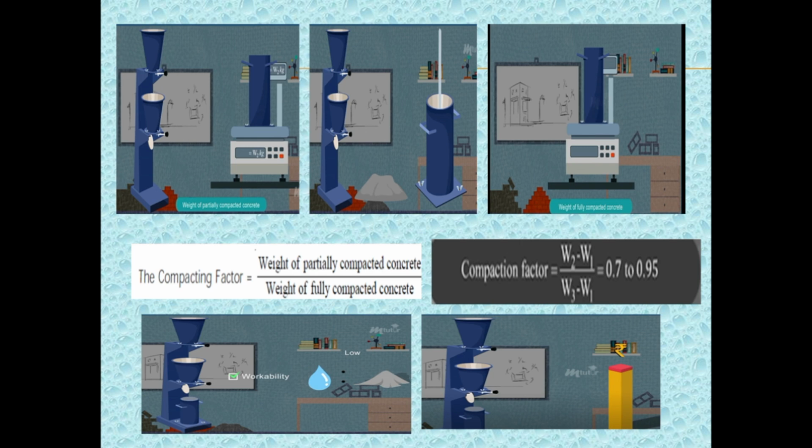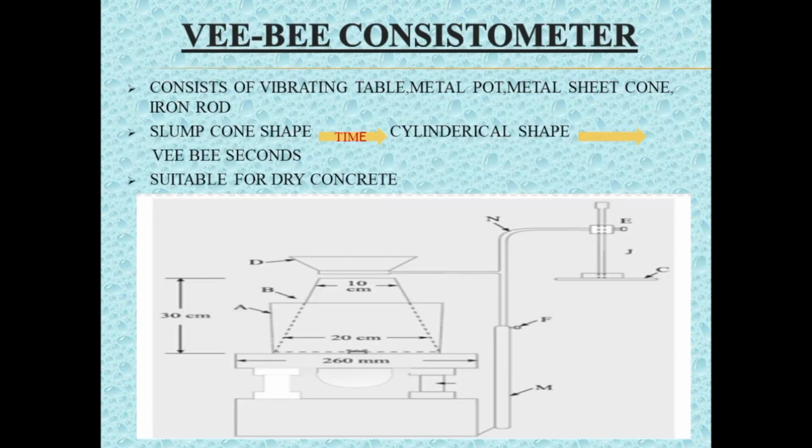Major advantage of compaction factor test is that it is used to calculate the workability of concrete with low water-cement ratio. The limitations of this test is that it is suitable only in the laboratory and the apparatus and maintenance cost is comparatively high. The next test is the VB consistometer test.